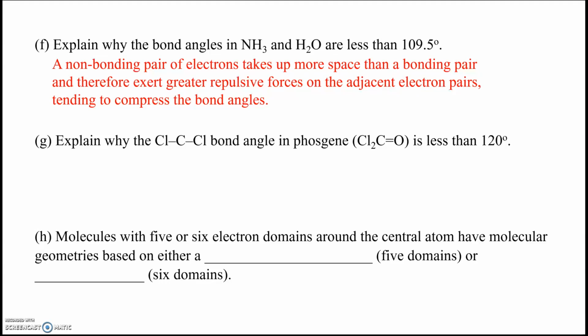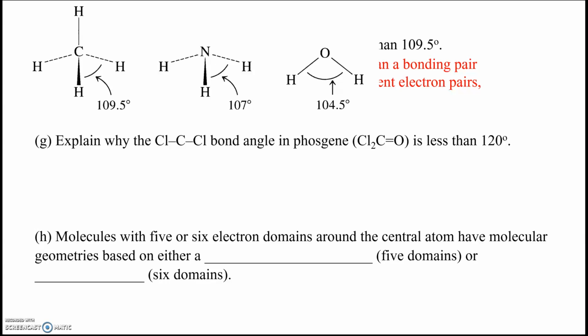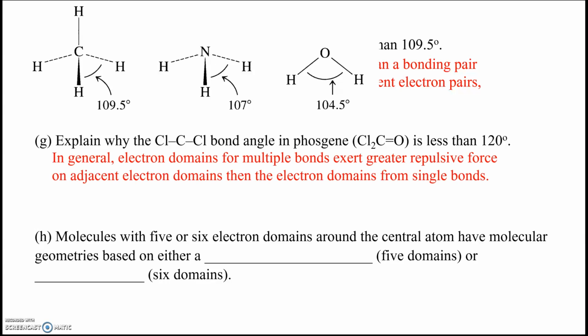Question G, explain why the chlorine-carbon-chlorine bond angle in phosgene, Cl2C double bond O, is less than 120 degrees. All right. Now, in general, electron domains for multiple bonds exert greater repulsive force on adjacent electron domains than the domains from single bonds. Okay, so this is why we're going to end up with this angle less than 120.